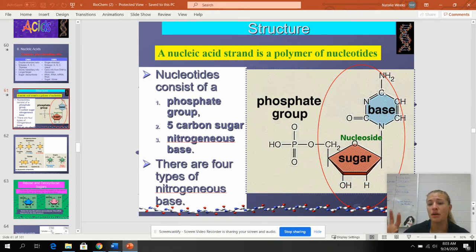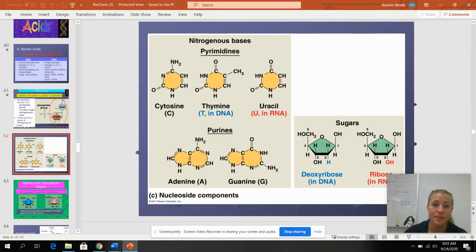This base is the part that gets changed out if it is an adenine, a guanine, a cytosine, a thymine, or a uracil, depending on if it's DNA or RNA. That's the only part that changes, along with this pentose sugar as well, if it's RNA or DNA. So if we look really, really closely at these bases, here we have the pyrimidines. The only difference between a pyrimidine and a purine is a pyrimidine is a single ring and a purine is a double ring. Okay, so a single ring, double ring, single ring, double ring.